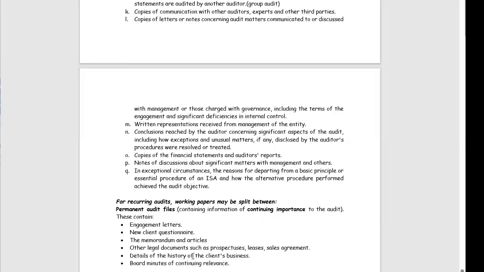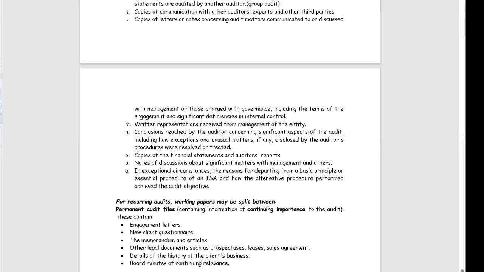And next, conclusion reached by the auditor concerning significant aspects of the audit, including how exceptions and unusual matters, if any, disclosed by the auditor's procedures, were resolved or treated. Next, copies of the financial statements and auditor's report. And next, notes of discussion about significant matters with the management and others. Next, in exceptional circumstances, the reasons for departing from the basic principle or essential procedure of an ISA and how the alternative procedures performed achieve the auditor's objectives.